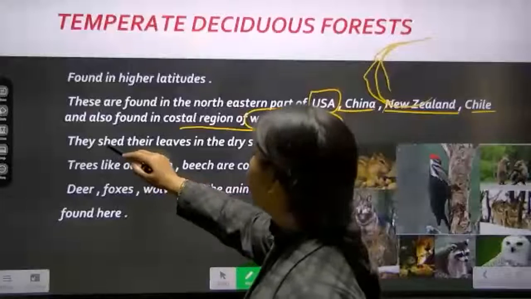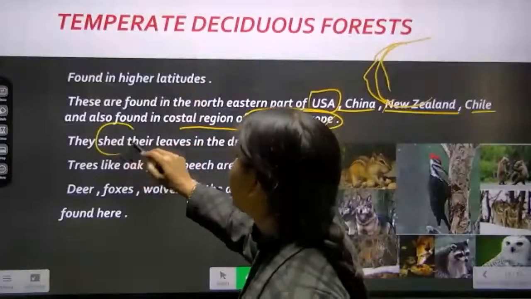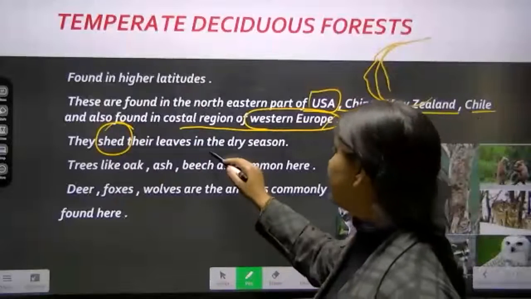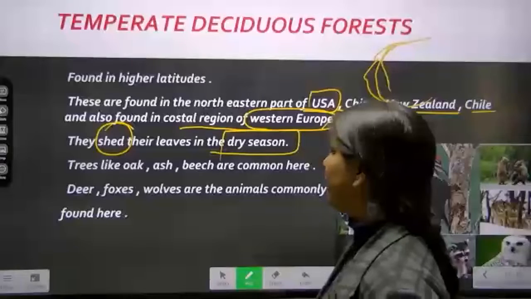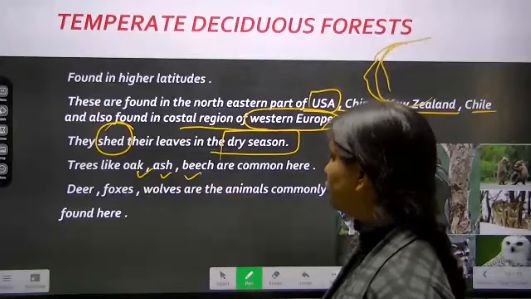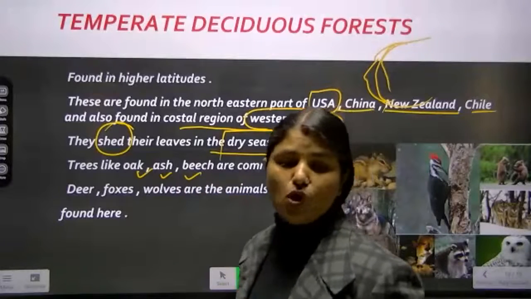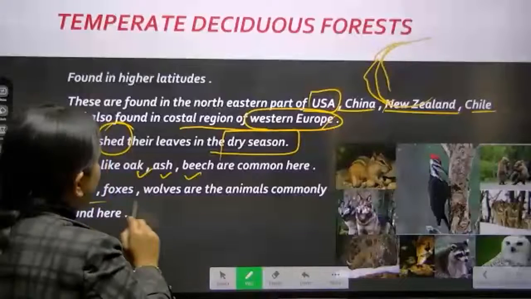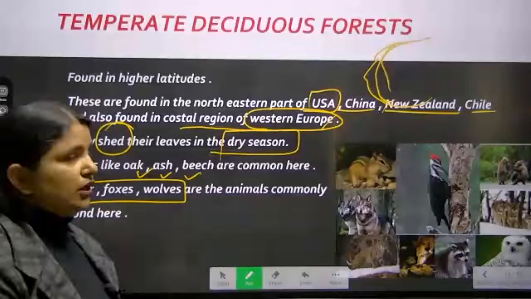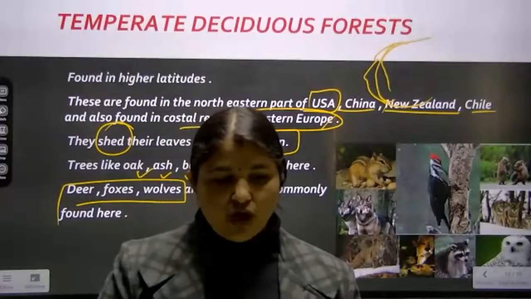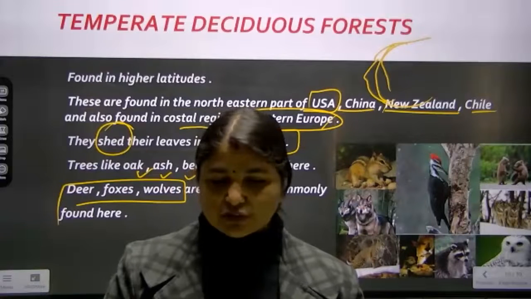Except that these deciduous forests all shed their leaves. That is, they all drop their leaves together in the dry season. The trees which we found over here are oak, ash, beech, etc. And the animals which you can commonly find here are deer, fox and wolves. These are the common animals which we found over here. So I hope students, these topics are clear to you all.